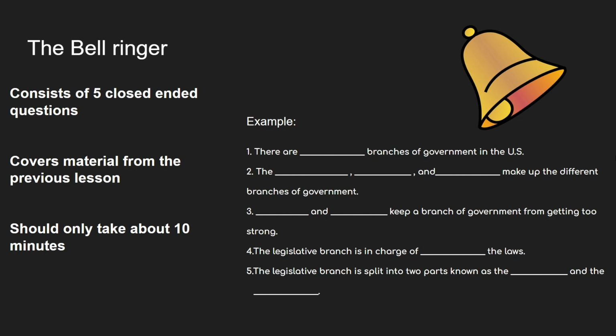Before we get started with the actual lesson, we will begin with a bell ringer that covers the previous lesson to make sure everyone is ready to move on. This bell ringer will consist of 5 closed-ended questions and should only take about 10 minutes. After everyone is finished, the class will go over the answers of the bell ringer and get ready to move on to the lecture.